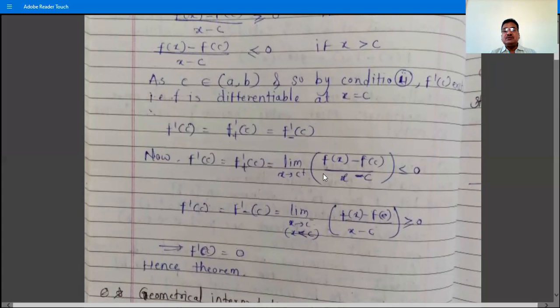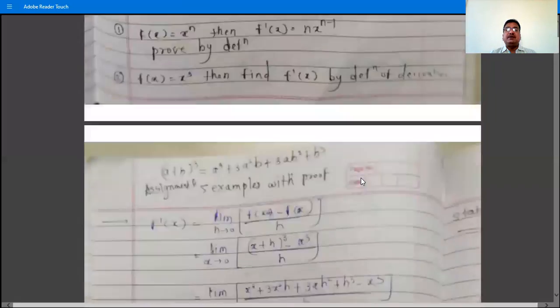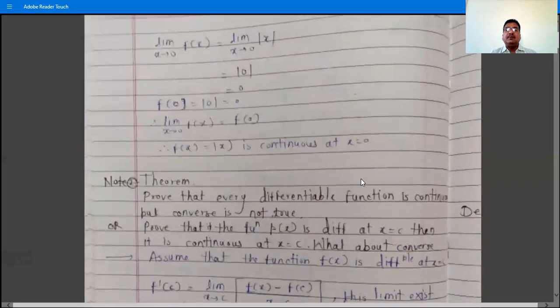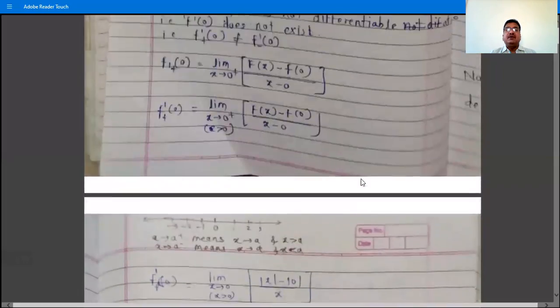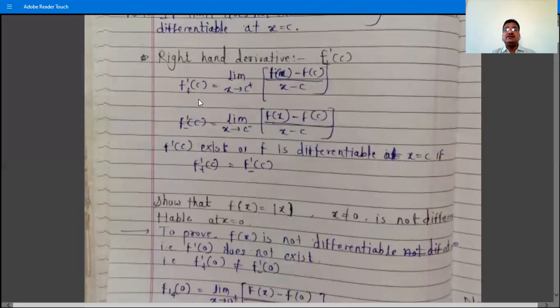It is the limit as x tends to c plus of f of x minus f of c divided by x minus c, by using the definition of differentiability. This is the definition of a differentiable function. So when we say the function is differentiable, what is f dash c? It is the limit as x tends to c of f of x minus f of c divided by x minus c. And what is f dash c plus? It is the limit as x tends to c plus of f of x minus f of c divided by x minus c, and this is f dash c minus, the left hand derivative.